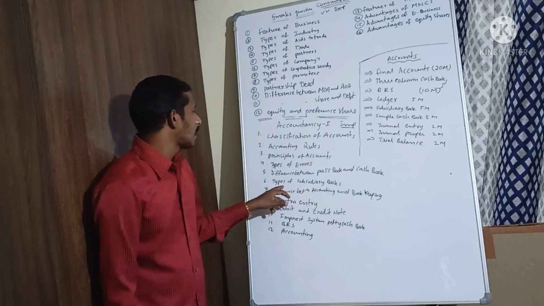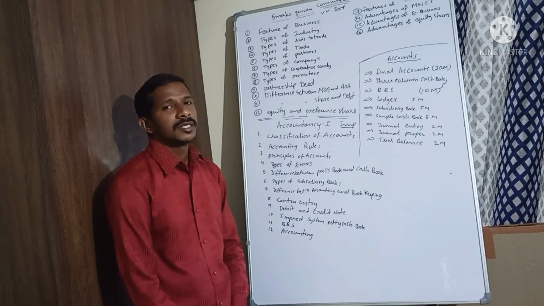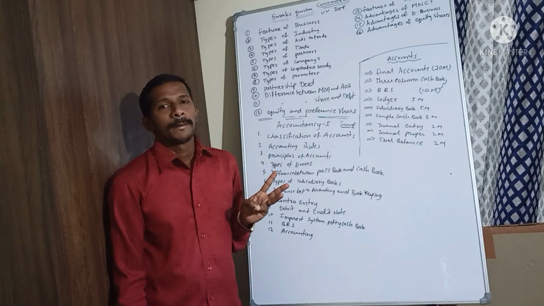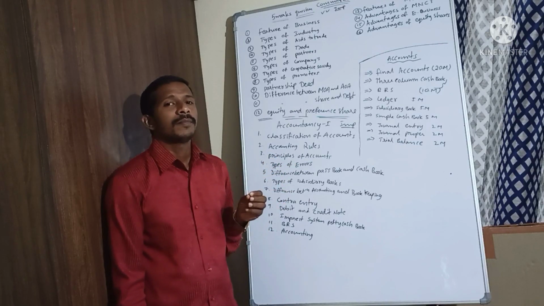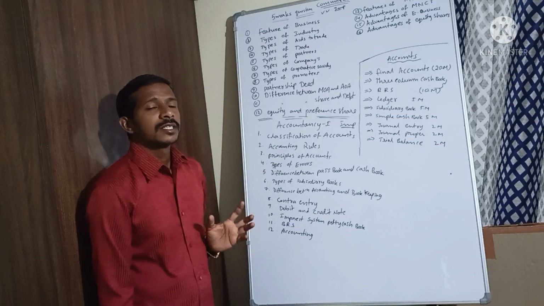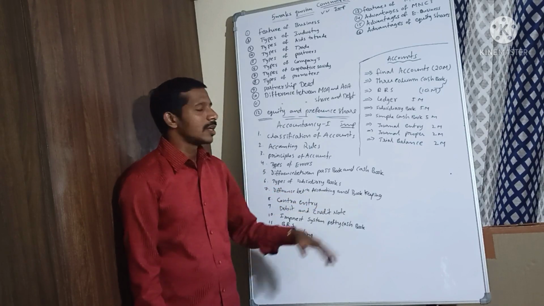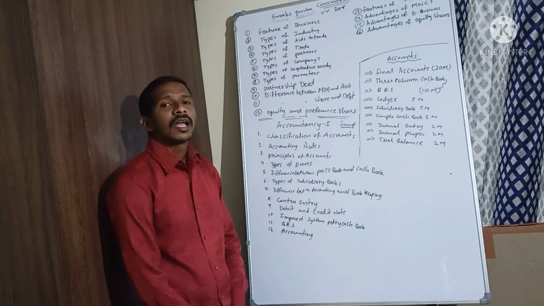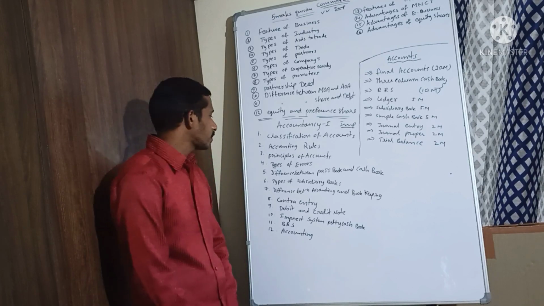Types of subsidiary books. Different types of subsidiary books are there: sales book, purchase book, sales return, purchase return, bills receivable, bills payable book, cash book, and journal proper. All these are the types of subsidiary books. Next, difference between accounting and bookkeeping. Accounting is done by the accountant, bookkeeping is done by the clerk, clerical work.